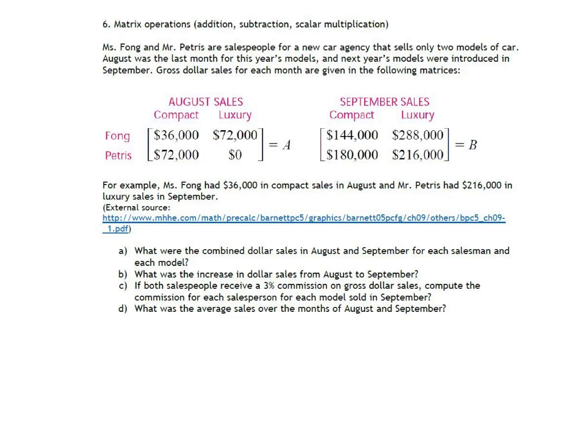So part A says, what were the combined dollar values in August and September for each salesman and each model? I don't think I'm actually going to do the additions here, but if we're combining the dollar sales, August and September, for each salesman and each model, that simply would mean we're going to add A plus B. So we would add 36,000 to 144,000. We would add 72,000 to 288,000, and so on. And we would have that combination matrix, that addition matrix.